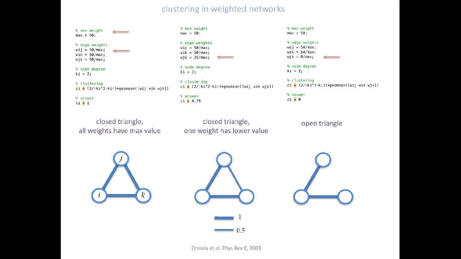So basically, this shows two things. One, as the weights vary, even though the binary topology is the same, so in this case all three triangles are connected, but the weights change, we get variation in the clustering coefficient. But in the case where all the weights are the same and maximal, the solution is identical to what we get with the binary. And in the case of an open triangle, again, the solution is identical to what we get with the binary clustering coefficient, at zero. Any questions about that?